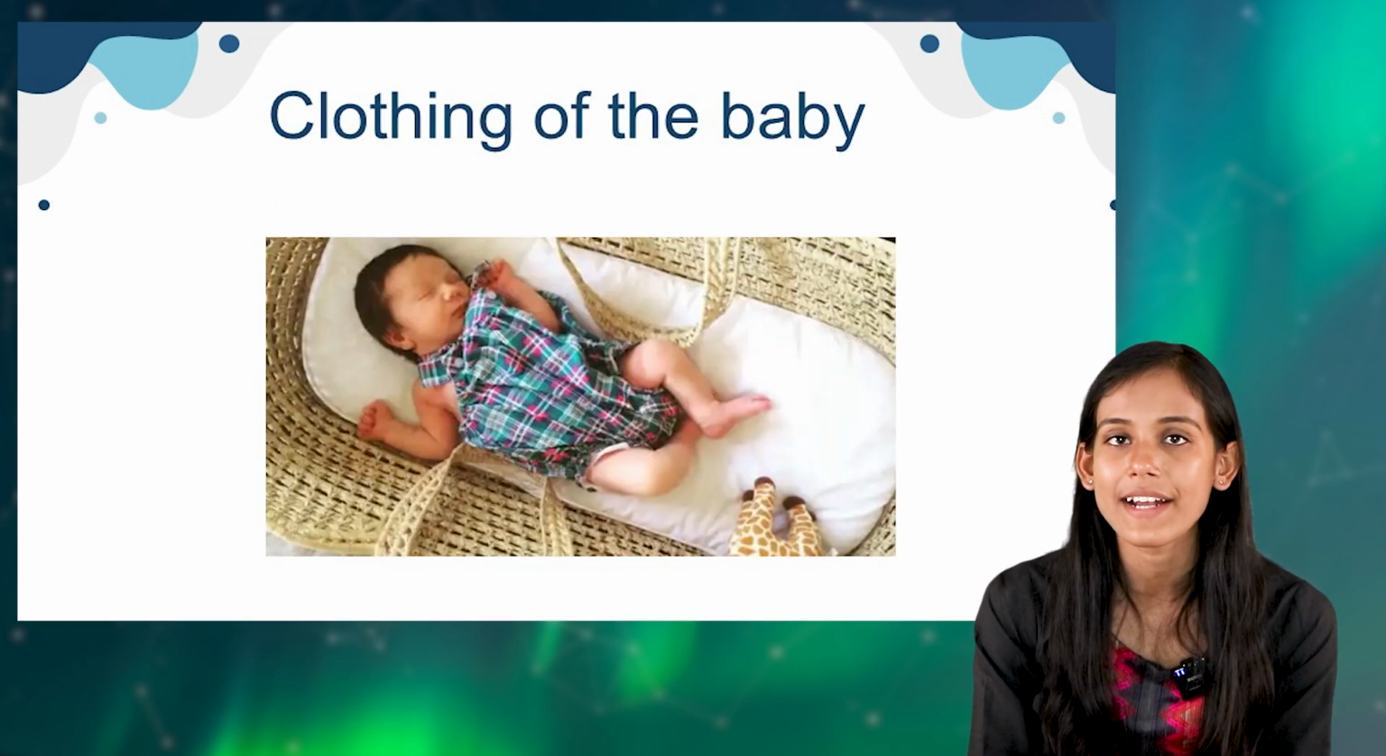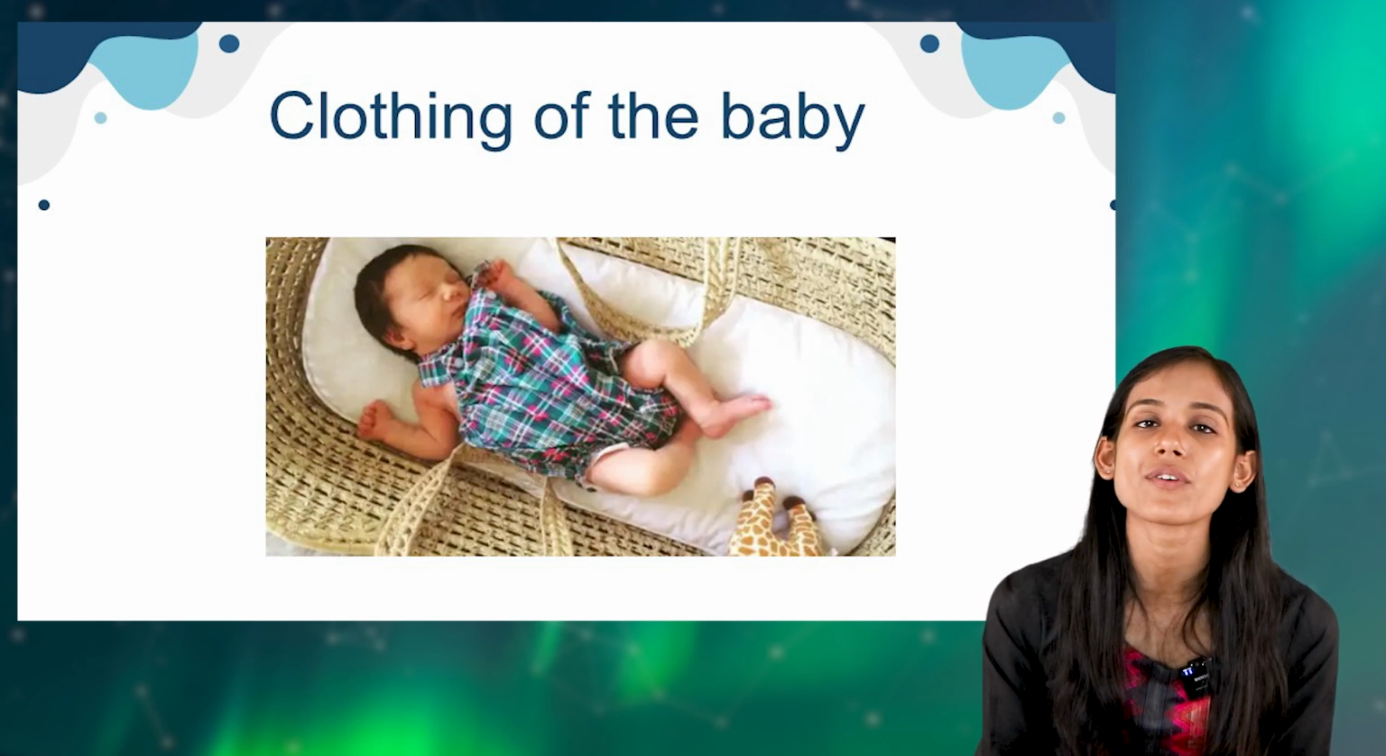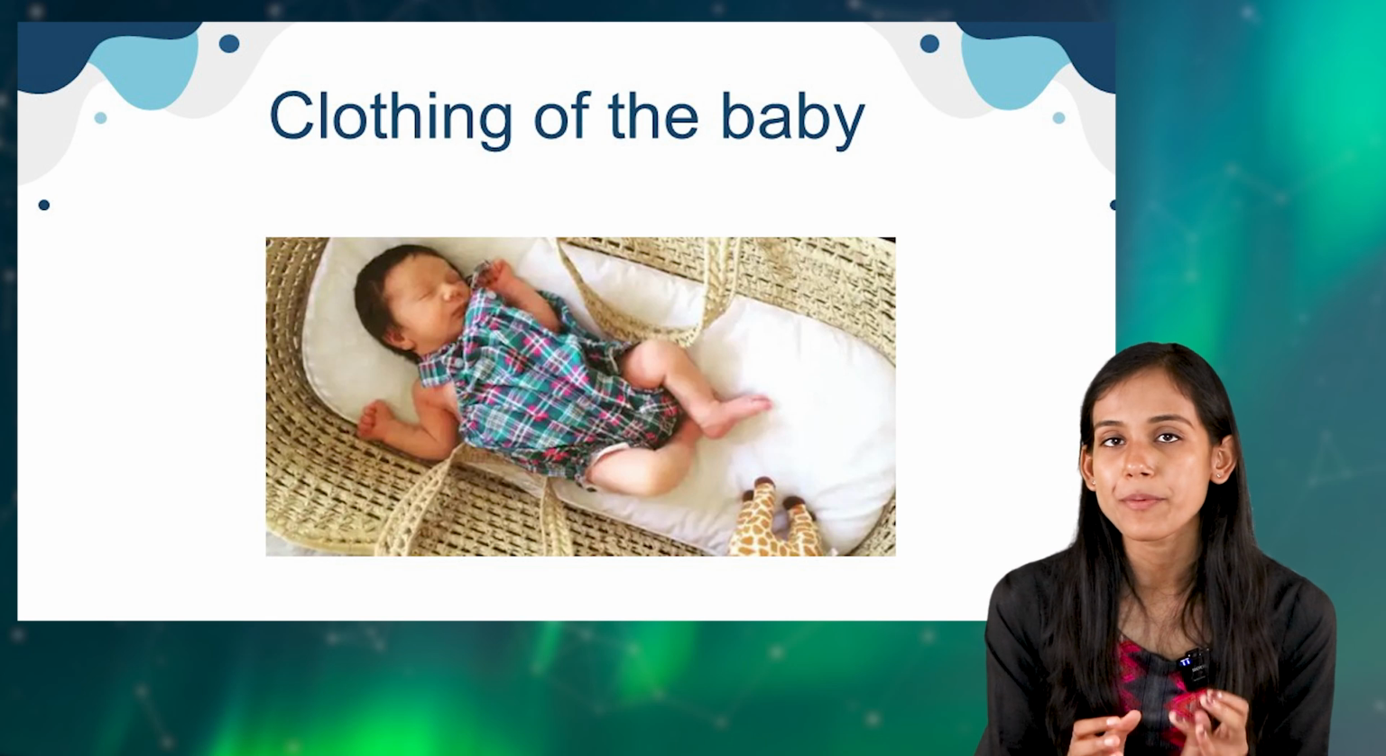The next thing is how the clothing should be. The baby should be dressed with loose, soft and cotton cloth, and it should be open from the front or the back for easy wearing. And you have to make sure that the clothes are not tight around the neck or abdomen. You have to instruct the mother and the family members that the clothing of the baby should be cleaned with very light detergent, washed properly and sun-dried to prevent skin irritation.